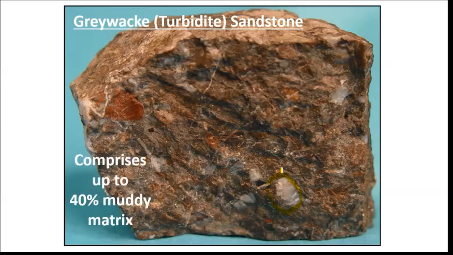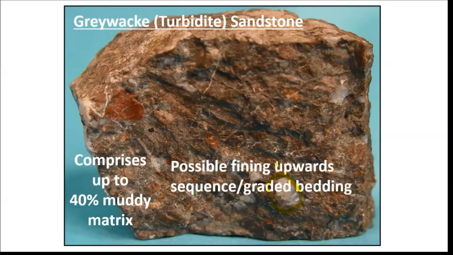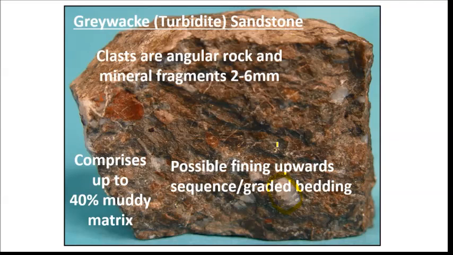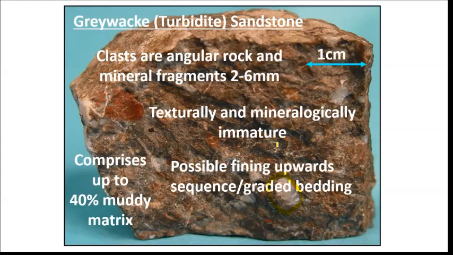What else can we say about this greywacke? Mainly it's composed of mud because it formed from the undersea avalanche of sea sediment. So that accounts for the high percentage of muddy matrix, the clay minerals within. There's often fining upwards. Now, graded bedding is a way of identifying overturned structures, but graded bedding is also associated with greywacke sandstone. The clasts are generally angular, between 2 to 6 millimetres. And we can describe this turbidite sandstone, this greywacke sandstone, as texturally immature.